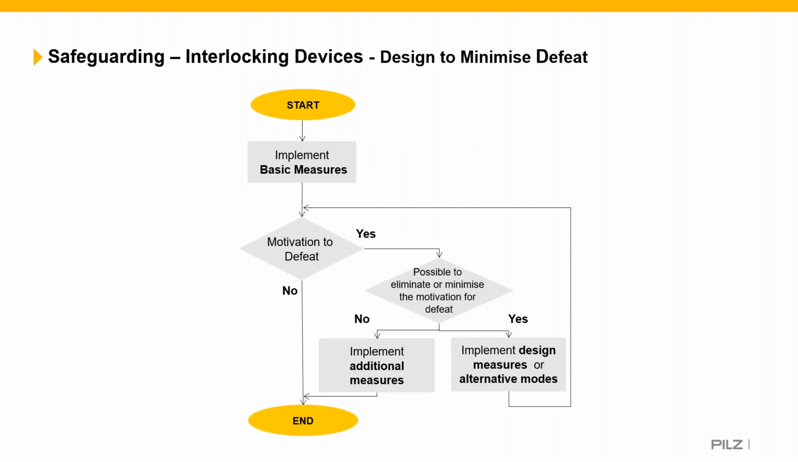So we use this flow chart to minimise defeat. So we start, we implement basic measures, we see if there's a motivation to defeat. If there isn't, we can end. If there is, then we look to see if it's possible to eliminate or minimise the motivation to defeat. If not, we implement additional measures. If it is, we implement design measures or alternative modes, and then we go around to look to see whether motivation to defeat still exists, and it's a loop that you continue. So we'll go into those in more detail.